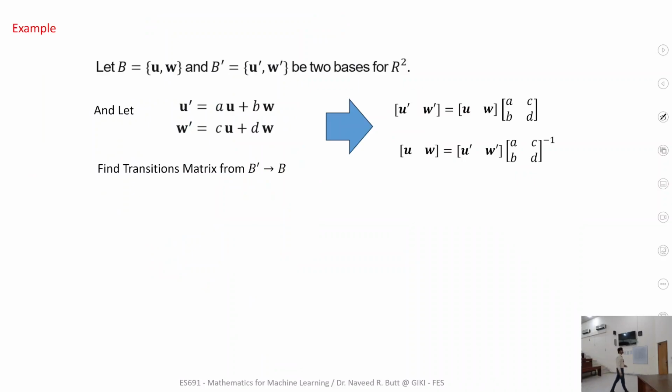So let's look at a very quick example here. Let's say there are bases U, W and another basis U prime, W prime, and you are told that U prime can be written as AU plus BW and W prime can be written as CU plus DW. So find the transition matrix from B prime to B. क्या होगा?